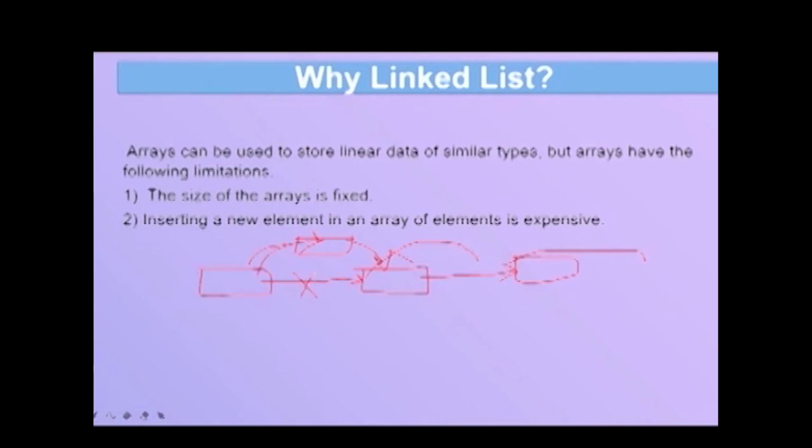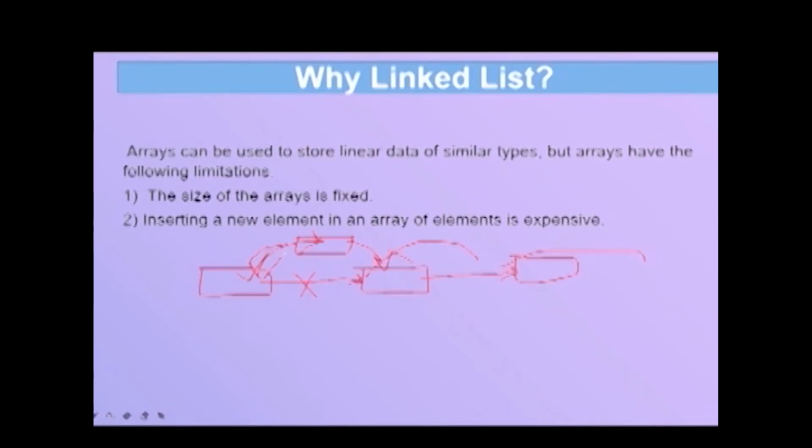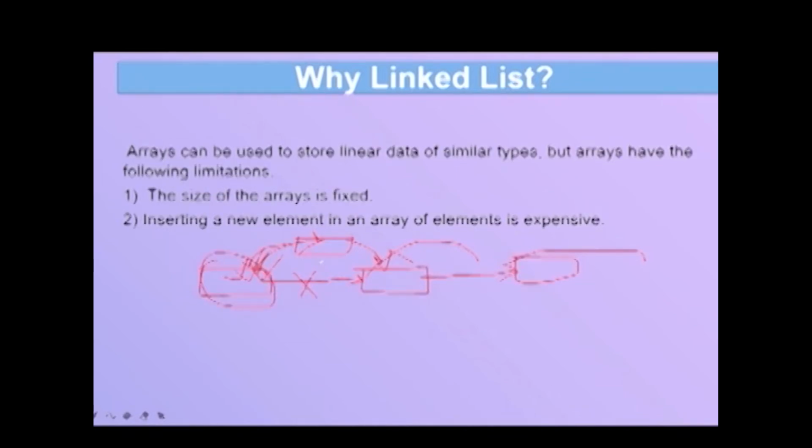But there is a problem. What is the problem? We have to traverse the linked list to find the node after which we have to insert the element. So this needs time. But if we have a pointer to the position of that node, then we don't need to traverse, and we can do the operation in constant time. This doesn't need expensive time like an array.